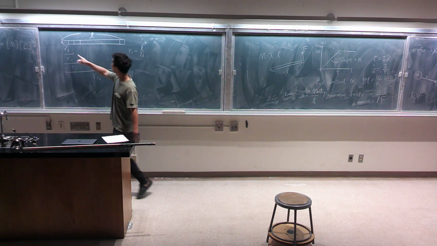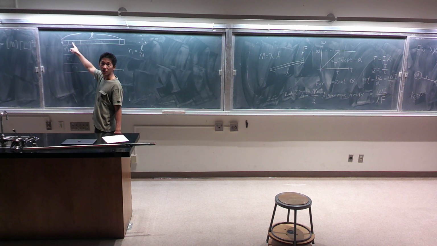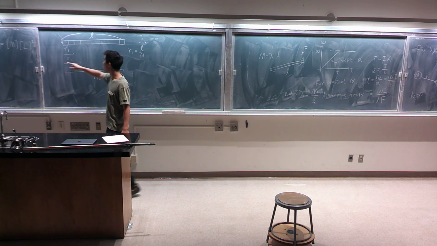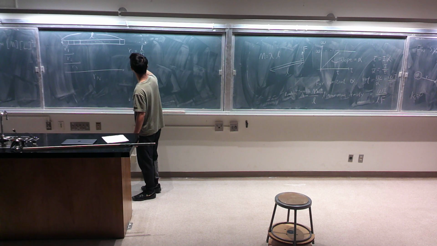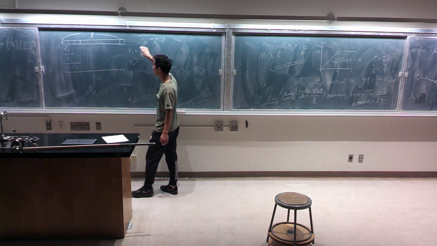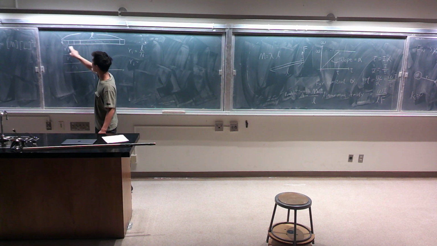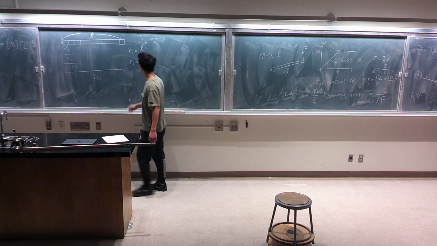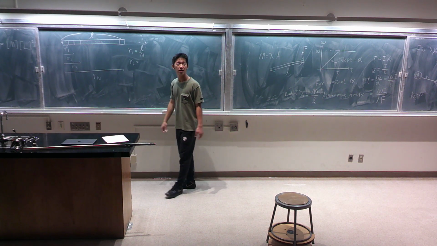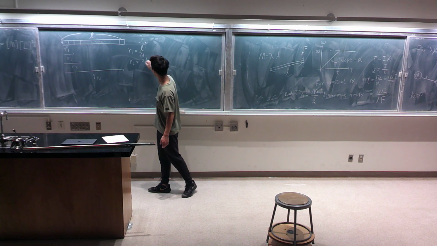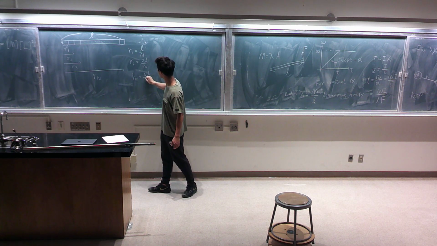Now, R2 is one segment longer than R1. One segment is L over n. R2 is two segments away from the pivot. So how long will R2 be? 2L over n. Good. And you can do this all the way to the nth segment, which will be nL over n. Okay?